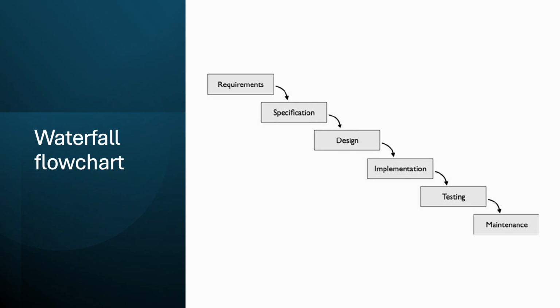Deployment or delivery. The final product is released and made available to the end users or the market. Finally, we have maintenance. Maintenance after deployment. This phase involves providing ongoing support, fixing any glitches or bugs, and releasing updates or enhancements to the product.